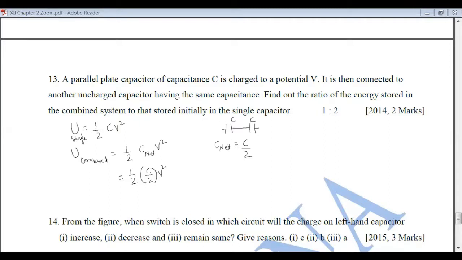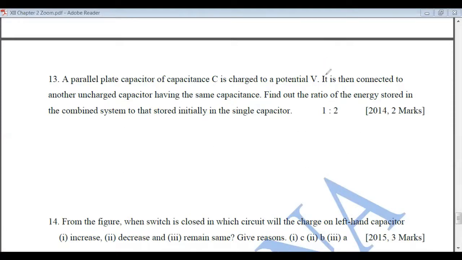Now here you have to find out the ratio of the energy stored in the combined system to the initial single capacitor. That is, you have to find this ratio U combined to U of a single capacitor. Okay, so half C by 2 V square divided by half CV square, you get the answer to be 1 by 2. Okay, but if they are connected in parallel, then the net capacitance will be 2C. Then the ratio will be 2:1. But in the question it is not clear how they are connected. So here we have considered them to be connected in series. Then the ratio comes 1:2.